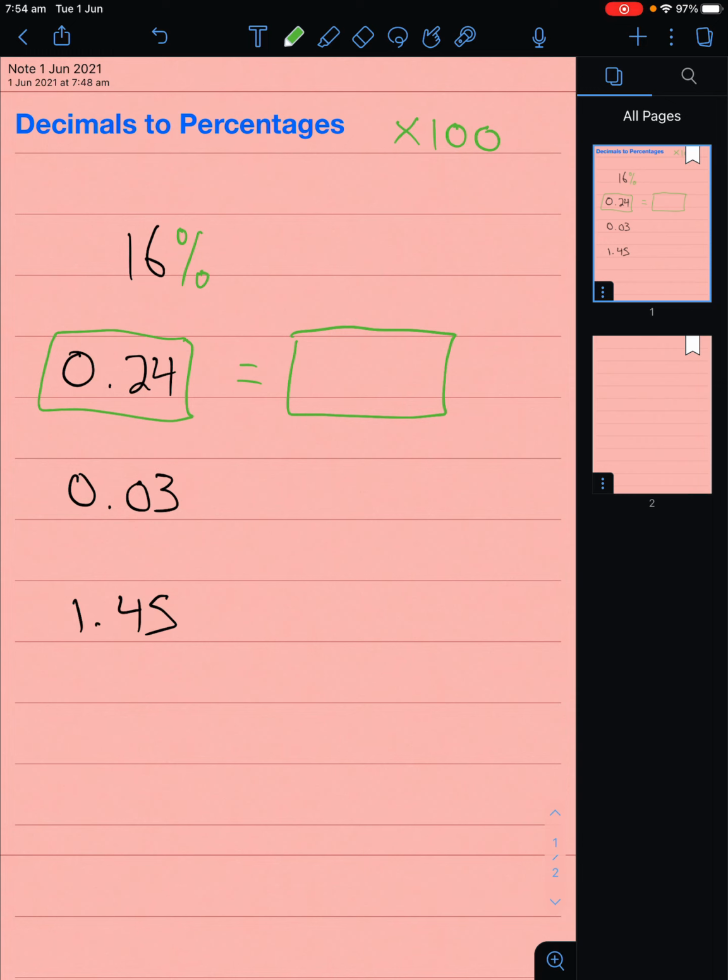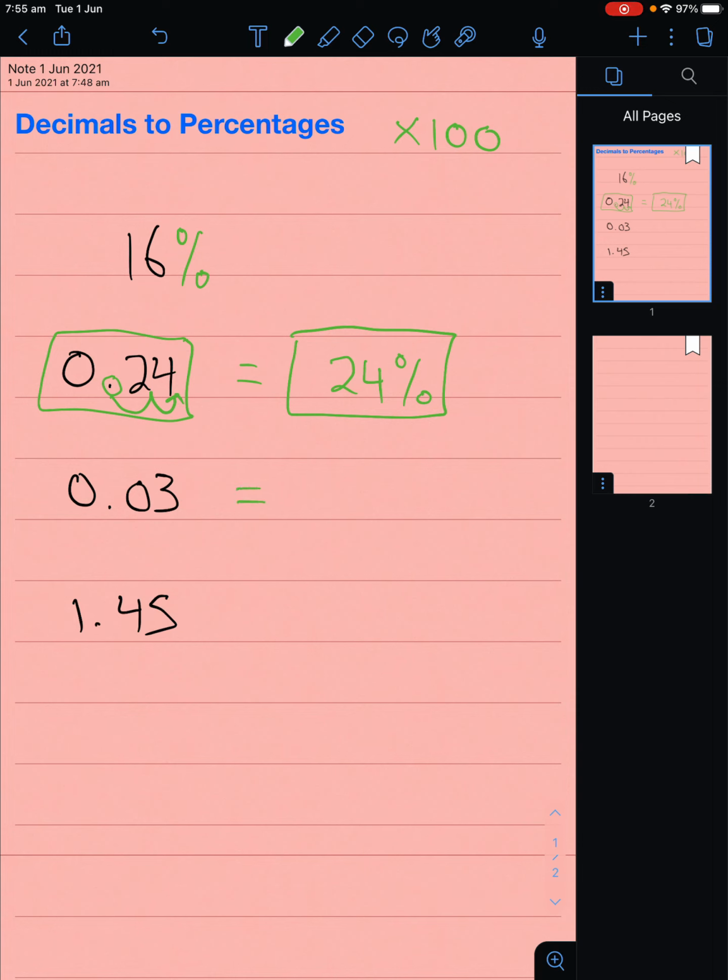So 0.24, if we multiply that by 100, it's going to move that decimal 2 spots. So it'll come around the back of the 4. And if we do that, then we'll have the 2 and the 4. We can get rid of the 0 at the front. And because that dot was just there with nothing after it, we can get rid of that as well. And so now we just need to add in our percentage symbol. So 0.24 is the same as 24%.